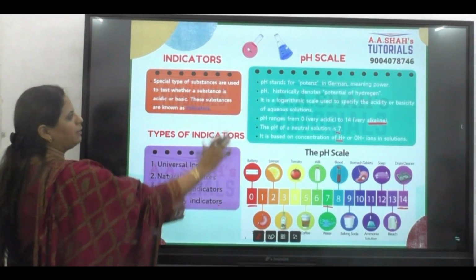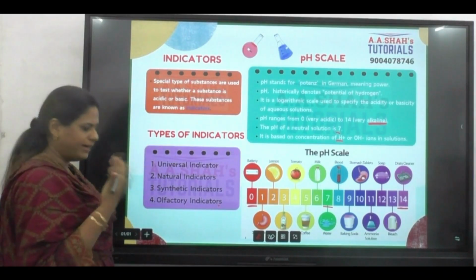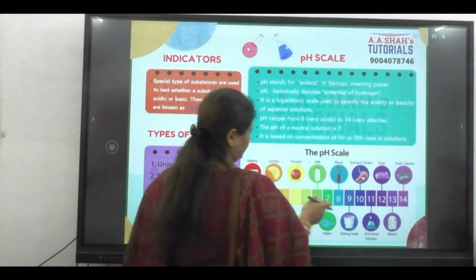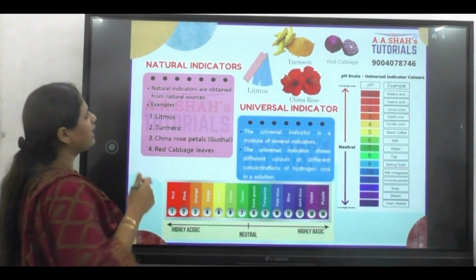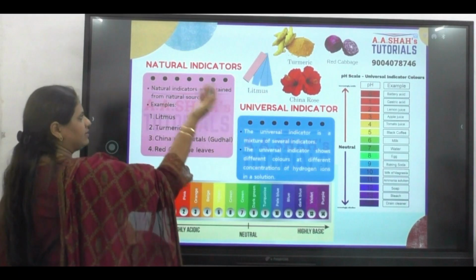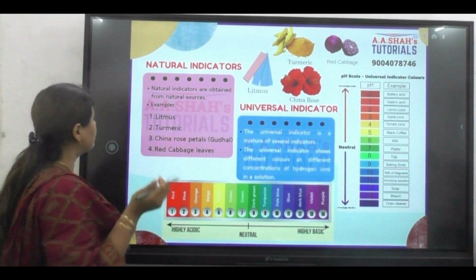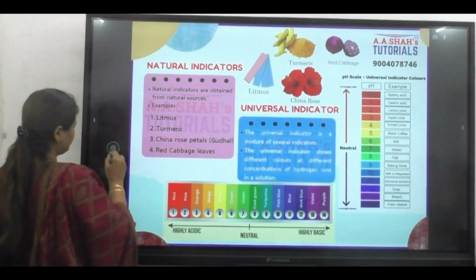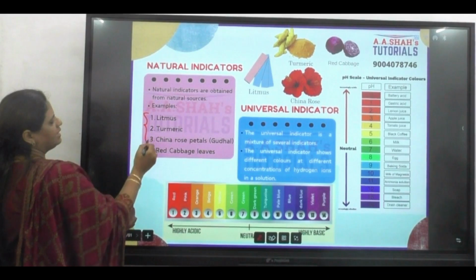So what we have been talking about is the pH scale. Next we will look at these 4 indicators, to understand how to test whether a substance is acidic or basic. There are universal indicators as well as natural indicators. Natural means naturally available substances. The 3 most common natural indicators are litmus, turmeric and China rose.